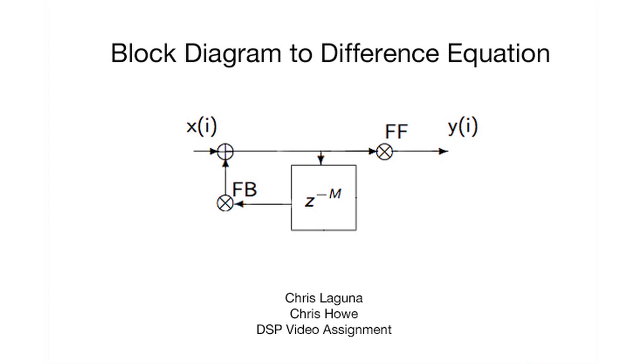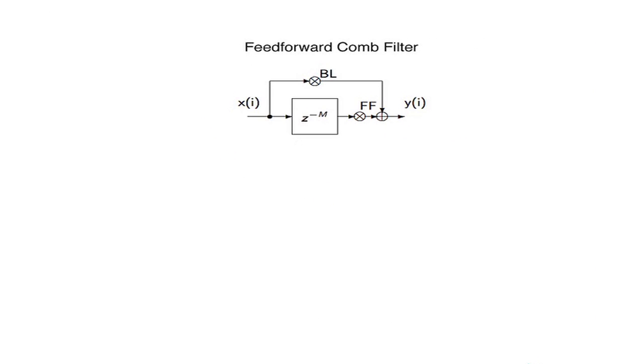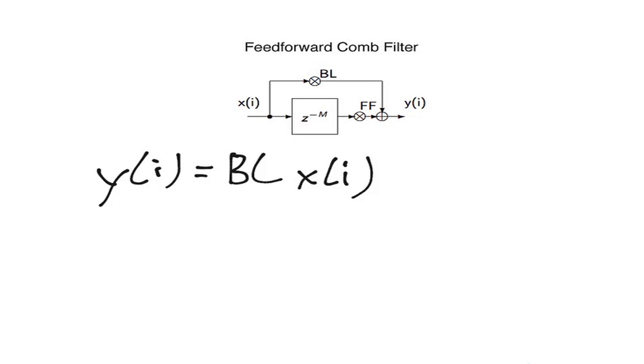A difference equation is a mathematical representation of your system, and writing your system in this form should make it easier to code up. So let's start off with a straightforward block diagram, this feed-forward comb filter. If we try to eyeball it, we can see that your output is just going to be your input times this coefficient VL plus your delayed input times your feed-forward coefficient.